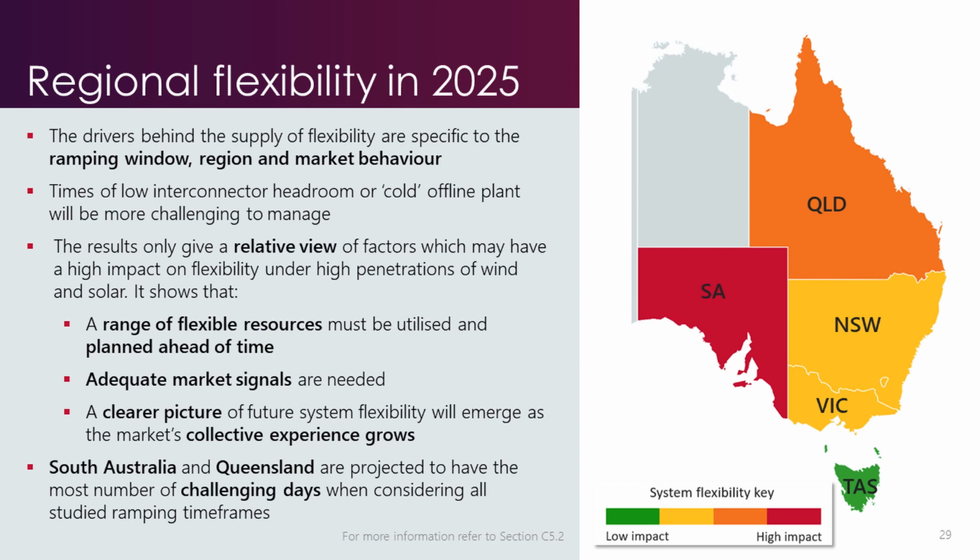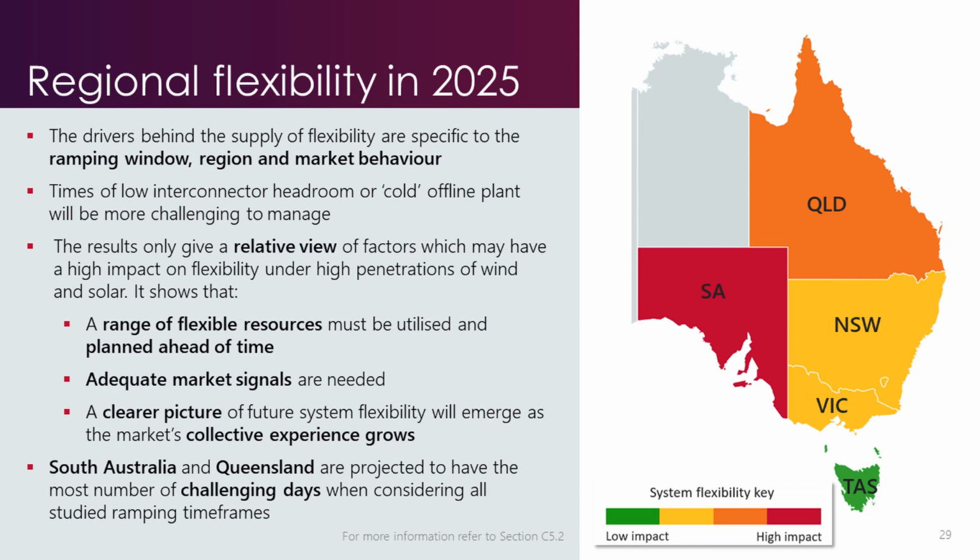So, we arrive at our summary for flexibility. This graphic we've got here on the right summarizes the key insights from our flexibility analysis for each region. Firstly, the drivers behind the supply of flexibility are specific to the ramping window, region, and market behavior. The intersection of these different aspects gives a wide range of circumstances in which there may be a great amount of flexibility or not much at all.